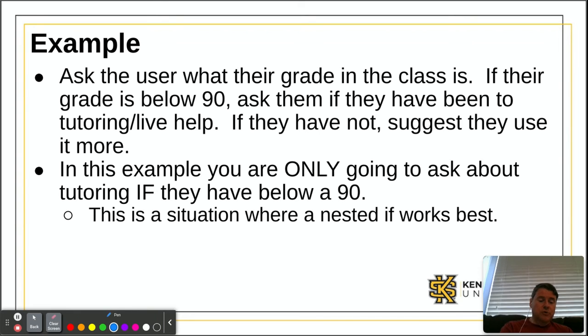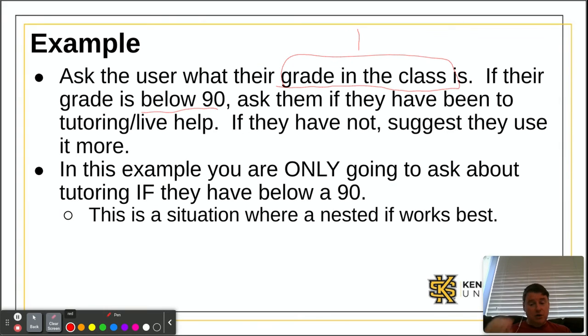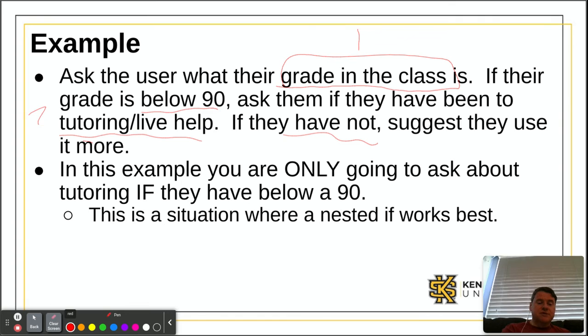All right, so we're going to break this down into two separate parts here. The first part is we're going to ask the user for their grade in the class. That's the first statement. And then we're going to check and see if the grade is below 90. If it is below 90, and only if it's below 90, then we're going to have a new if statement where we're going to ask if they've been to tutoring. And again, if they have not, then we're going to suggest something more. So it seems to me like these are two separate statements.